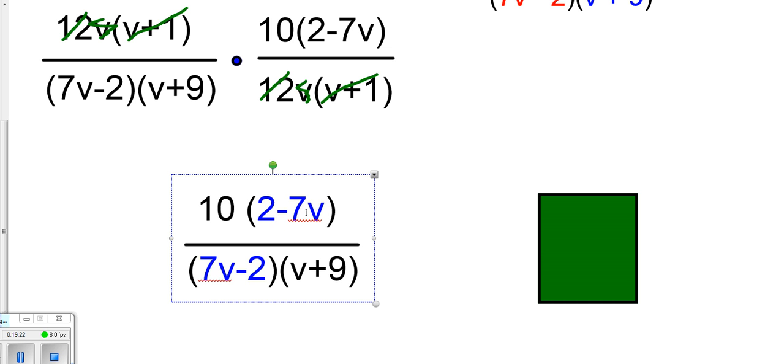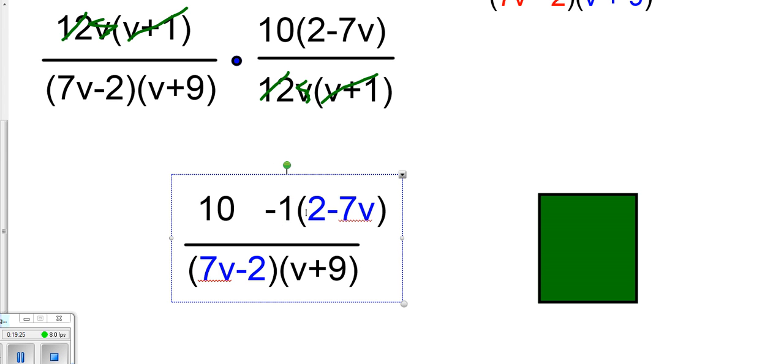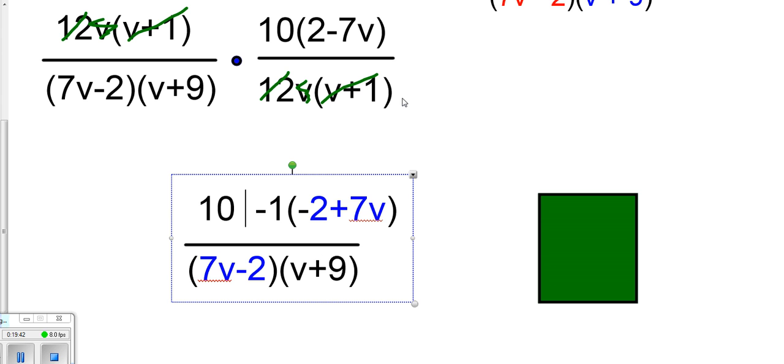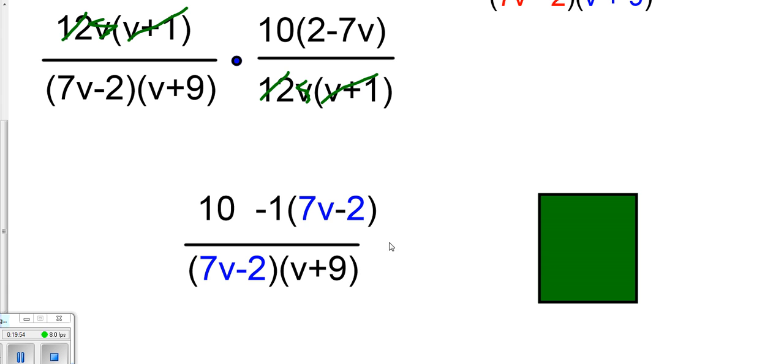We need to factor something out of this. We need to take out a negative 1. Negative 1 times what would make this back to a 2 minus 7v? Well, when you factor out a negative 1, it changes these signs. So this is now a negative 2. This is now a positive 7v. When these change, this is positive and this is negative, we can move them around now. The 7v can come to the front, and the negative 2 can come to the back. Now, I'm going to put a times here, because it's 10 times this factor and this factor.